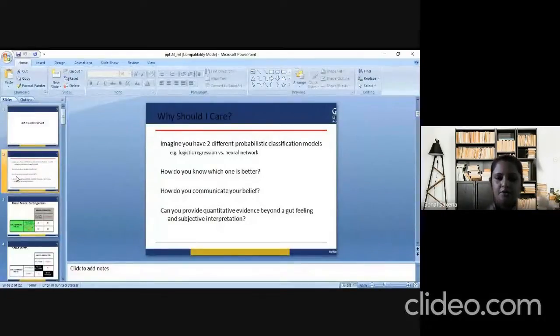Now, imagine that you have two different probabilistic classification models, like logistic regression and neural networks, right? So, in this case, how would you know which one is better, and how would you communicate your belief that logistic regression is better or neural networks is better? Is there anything that you can provide, like quantitative evidence beyond your gut feeling, that yes, this one is better, on the basis of subjective interpretation? This is what exactly the ROC curve is doing.